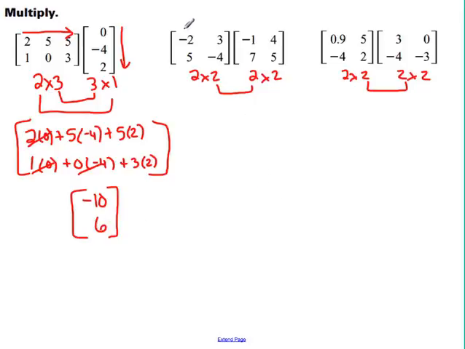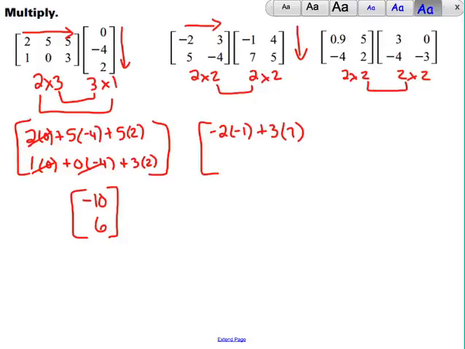Let's try it again. Again, as we go across with this one, we're going to go down with this one, and we'll just do row 1 and column 1. So that'll look like this. This will be -2 times -1 plus 3 times 7. Again, I went across with this guy and down with this guy.